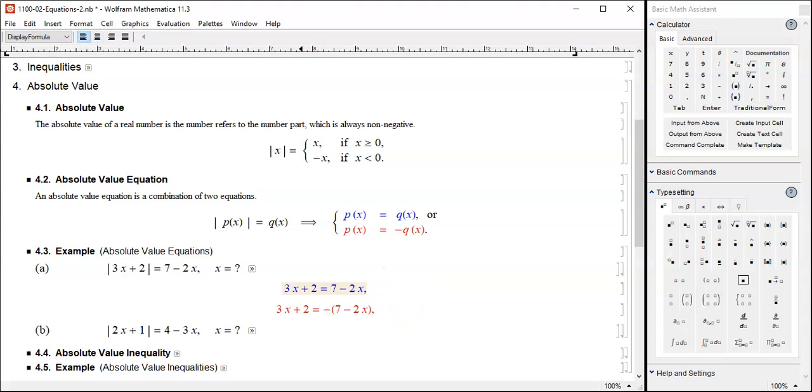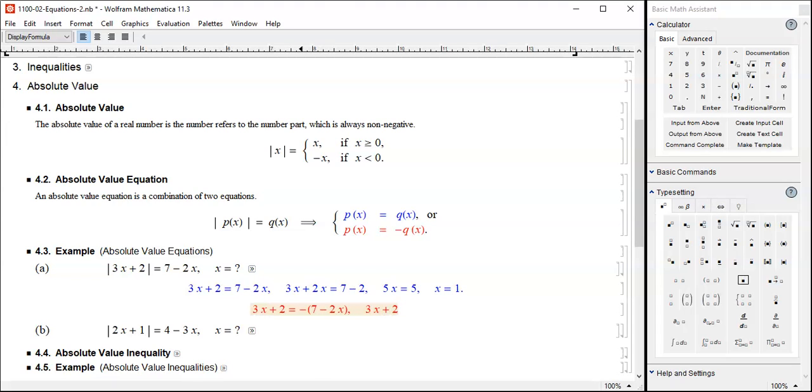And then the bottom one is 3x plus 2 equals the negative of 7 minus 2x. So basically this problem combines these two. Let's solve the blue equation. Flip this negative 2x to the other side: 3x plus 2x equals 7 minus 2. So 5x is equal to 5, x is equal to 1. One solution. Good.